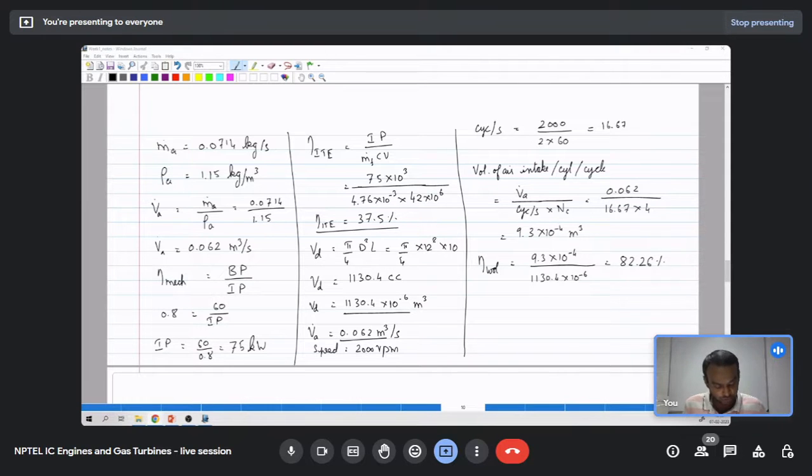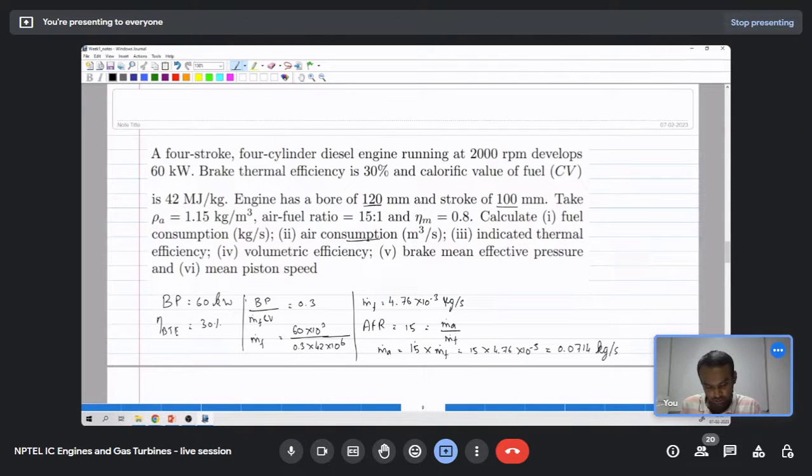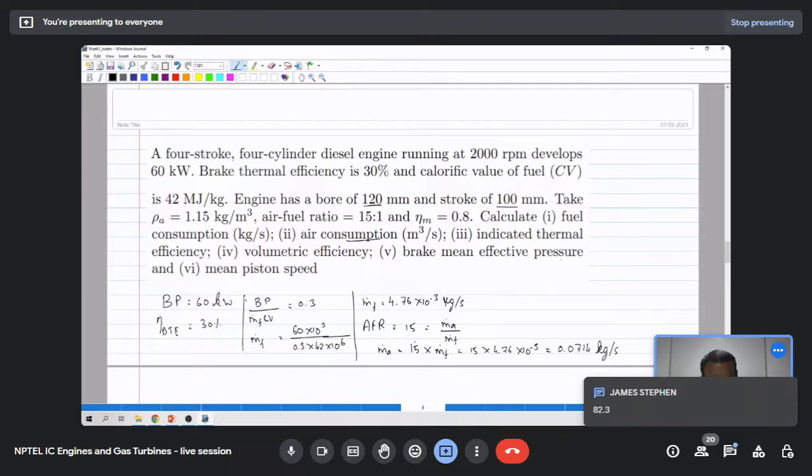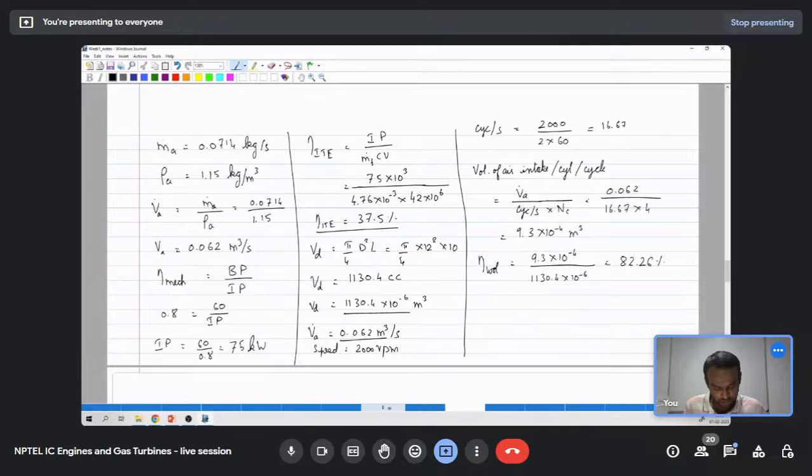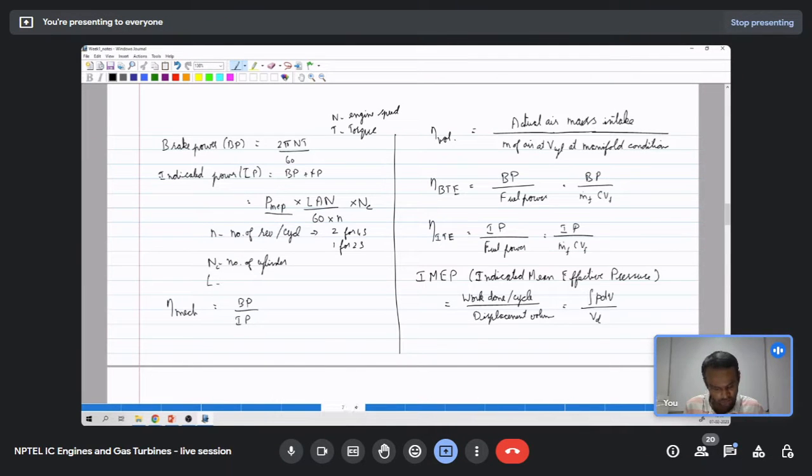Okay, now volumetric efficiency is calculated. Now we have to find the brake mean effective pressure and mean piston speed. James Stephen is also able to answer. As I told, mean effective pressure is work done per cycle divided by displacement volume. When we have integral PdV, this will represent indicated work.